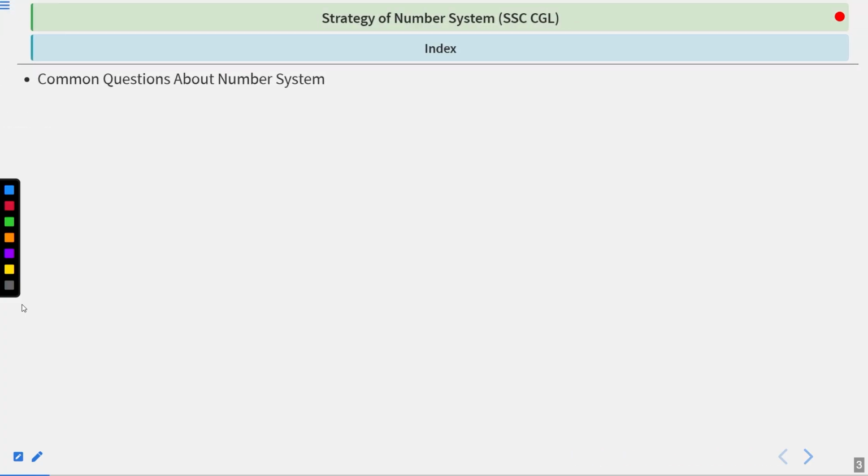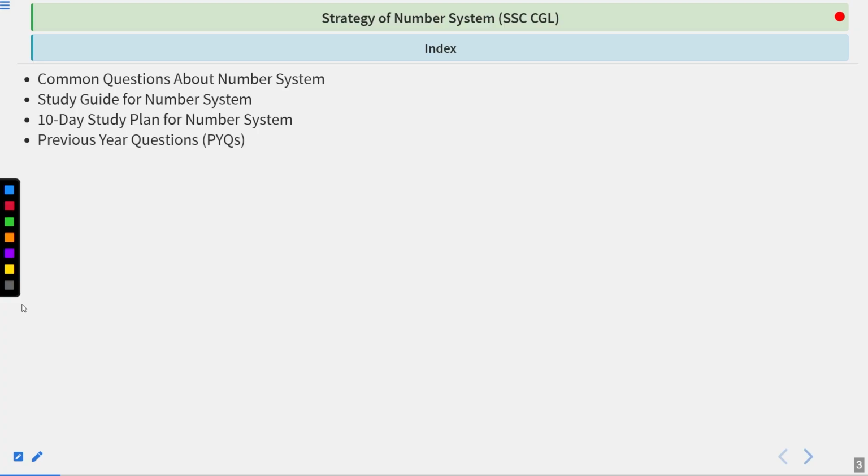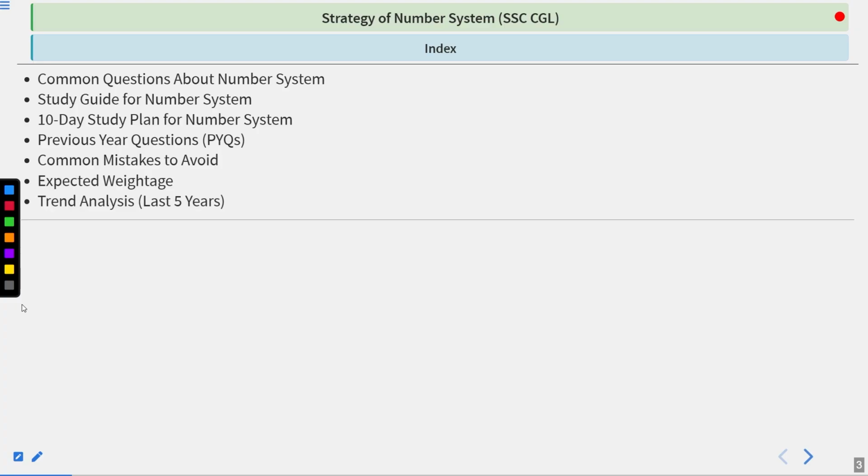Now see the indexes which we are discussing in this lecture. The first one is common questions about number system, study guide for number system, 10 days study plan for number system, previous year question papers, questions and some common mistakes to avoid, and expected weightage. And at last we will see the trend analysis of the last 5 years, how many questions were asked in SSC CGL from the number system topic.